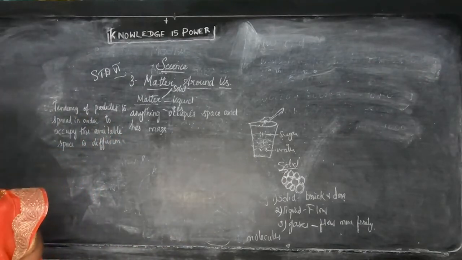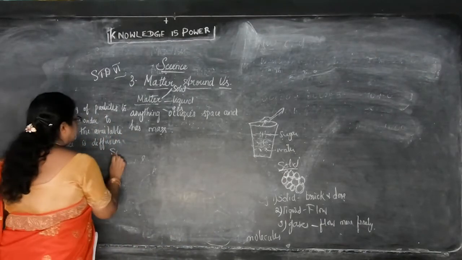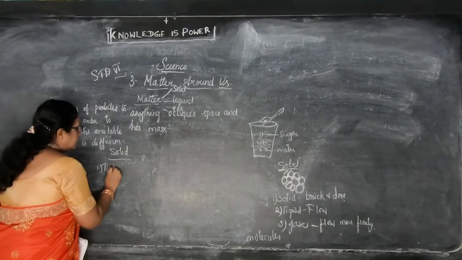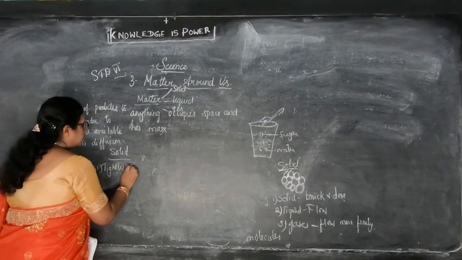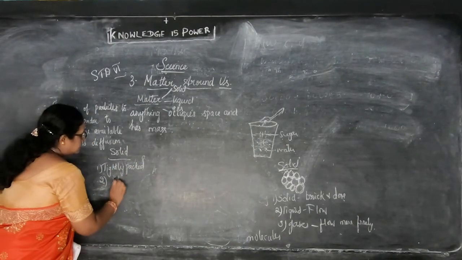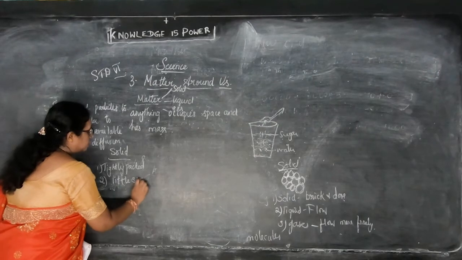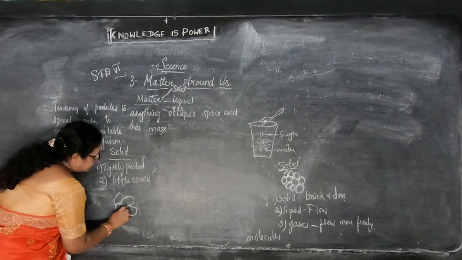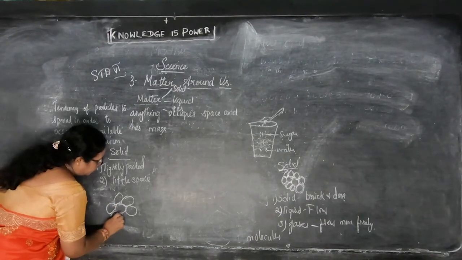So, in a solid, they are tightly packed and they have little space between them, as I showed like this. We can see the little space you can find there.